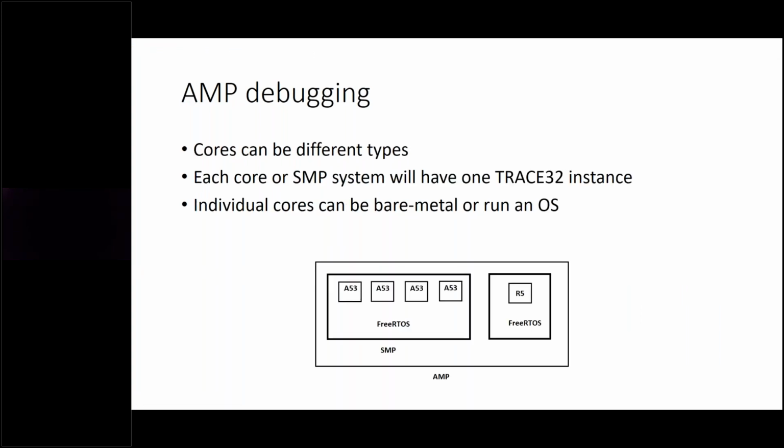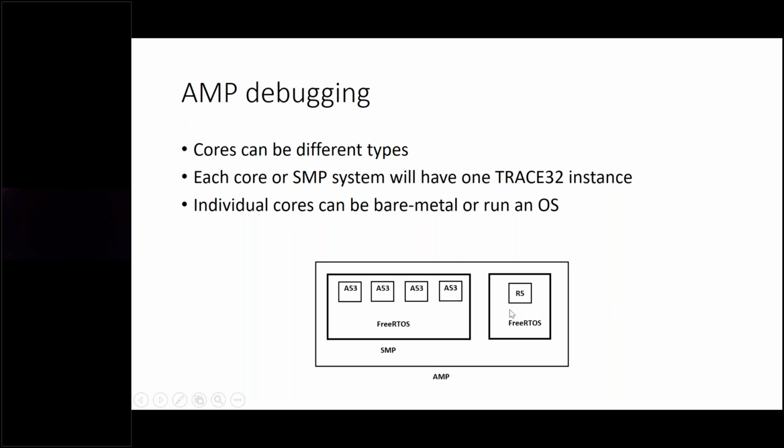And for the AMP, this stands for asymmetric multiprocessing. And you would use this if you have cores of different types. And you can see one example in the picture. That is actually the AMP system that I'm going to show you. So we have one SMP system, the one that we just took a look at, with 4 A53 cores, and we will have an R5 core. And this will be considered as one AMP system.